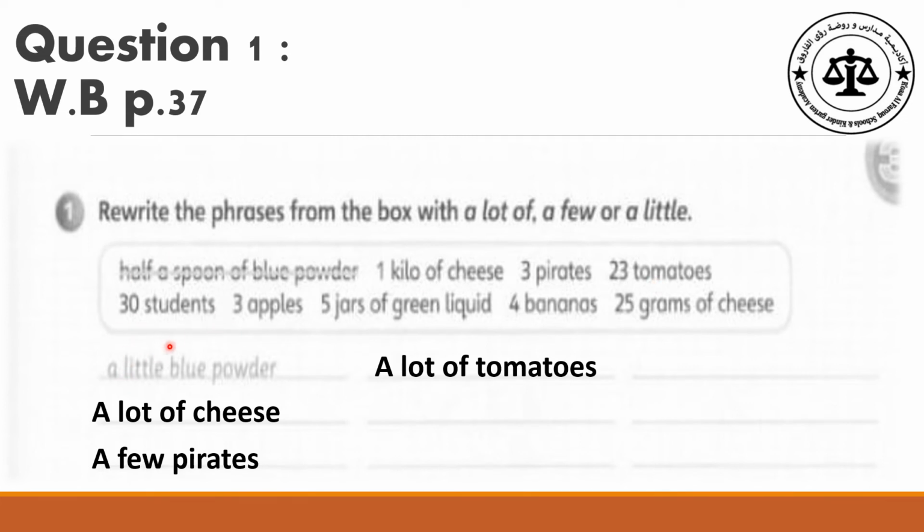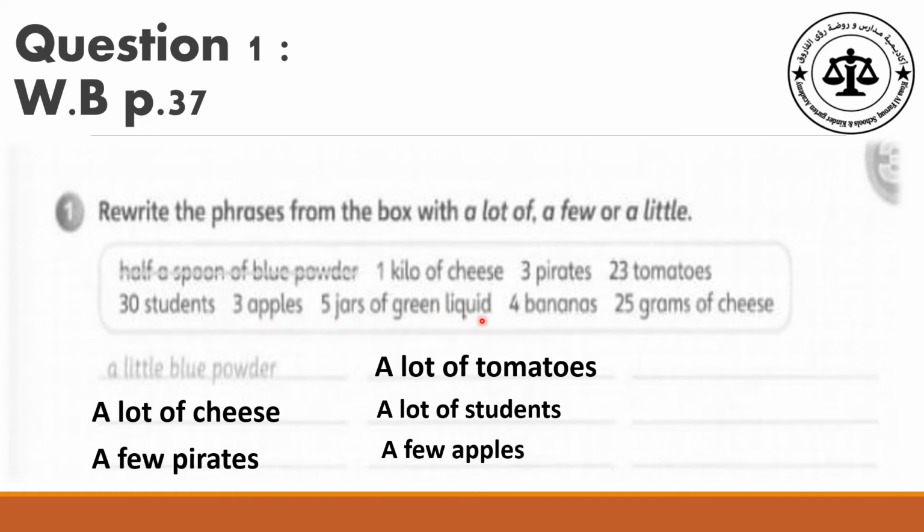30 students. Students is a countable noun, so we have here lots of students. Excellent, or a lot of students. 3 apples. Apples is a countable noun, and we have a small number of apples, so we use, excellent, a few apples.